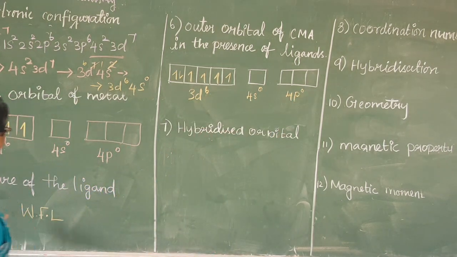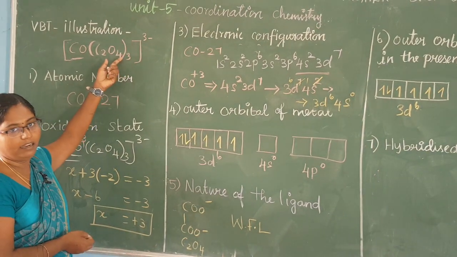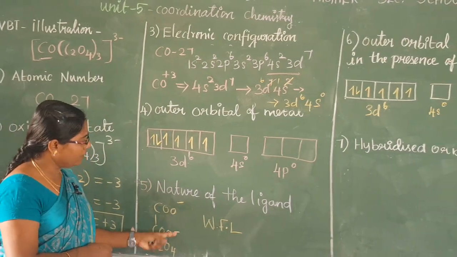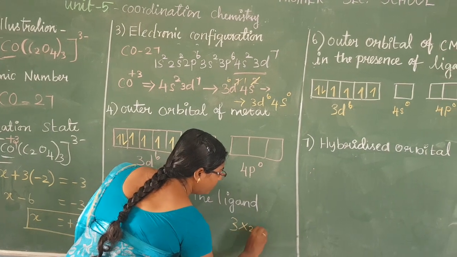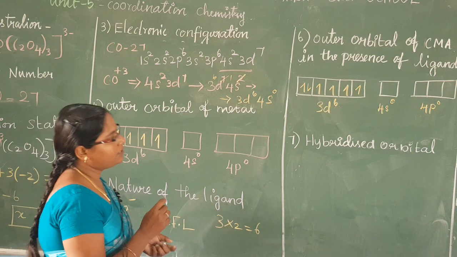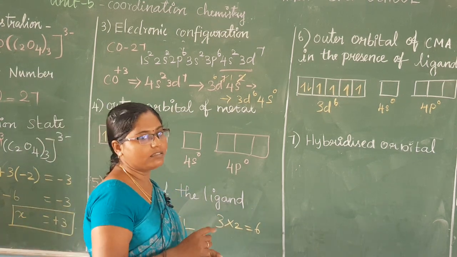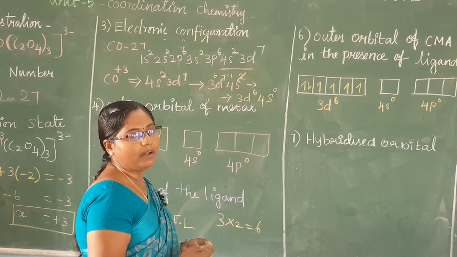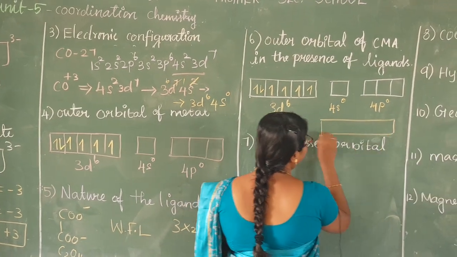And here our ligand, we are having three ligands, but each ligand is having 2 donor atoms. So 3 into 2 will be 6 donor atoms. Okay, if it is possessing 6 ligands, we need 6 vacant orbitals to form the bond between the metal atom and the ligand. Okay, so for that I am writing the d orbital here.